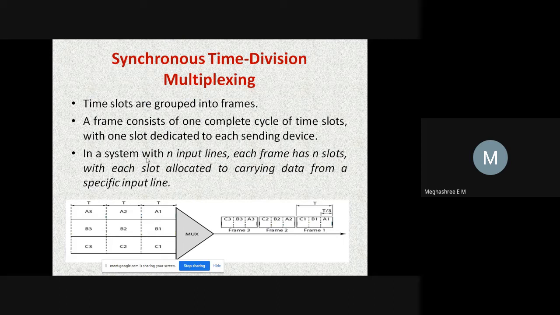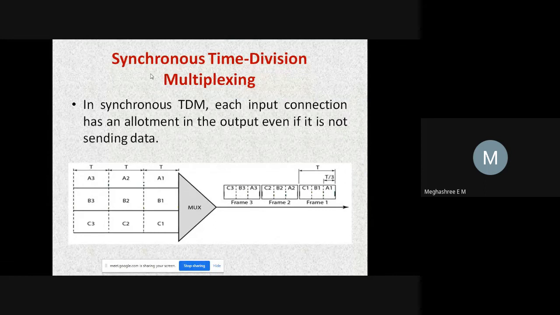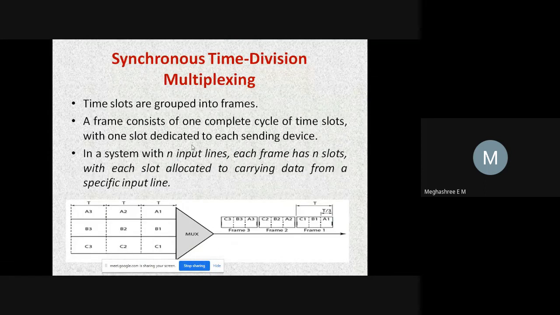And then if a system is with n input lines, each frame has n slots. If this is the frame, how many slots will it have? N slots. N is nothing but how many input lines you have considered, with each slot allocated to carrying the data from the specific input line. So that is how synchronous time division multiplexing is implemented and explained.